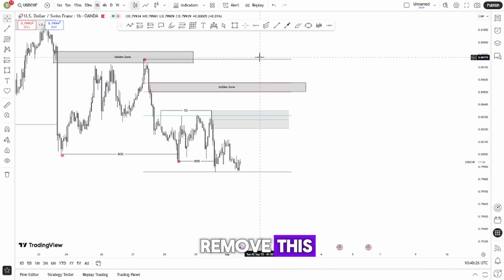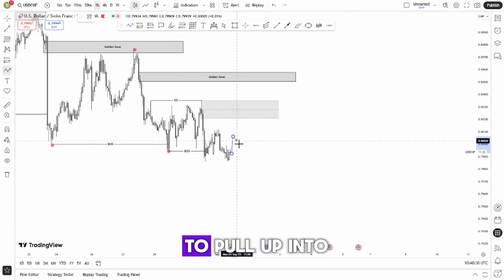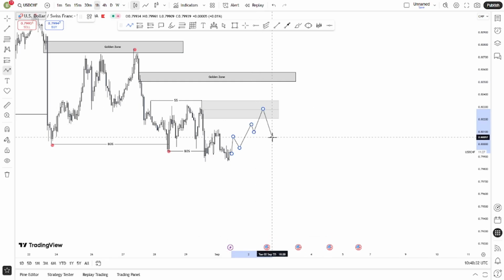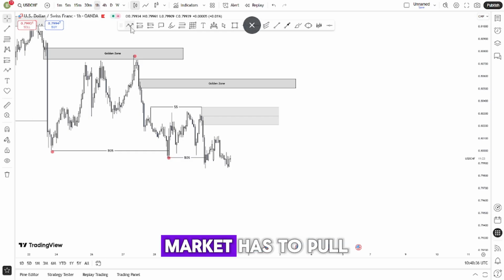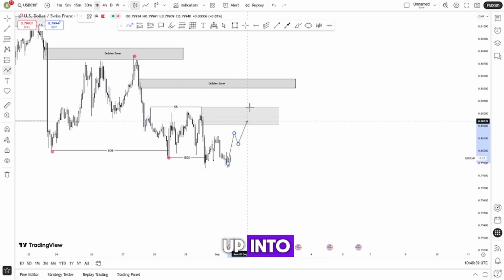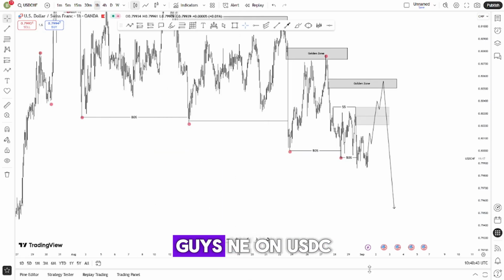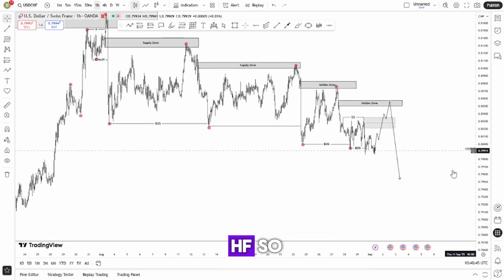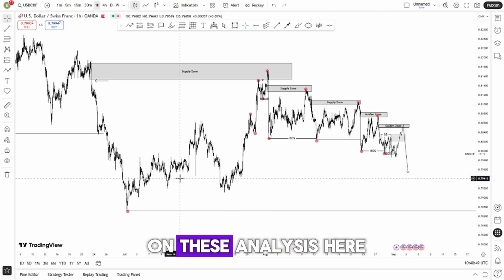So let me just remove this. Okay, so now we know that we expect price action to pull up into this area here, get some type of confirmation, then we sell. But if we fail, we know that the market has to pull up into this area of interest, then that is when we can get to sell, guys, on USDCHF. So I hope you understood each and everything that we talked about in this analysis here.